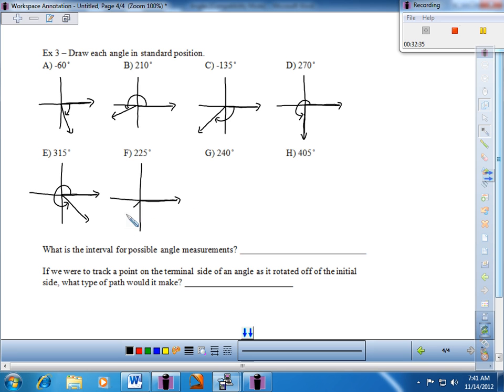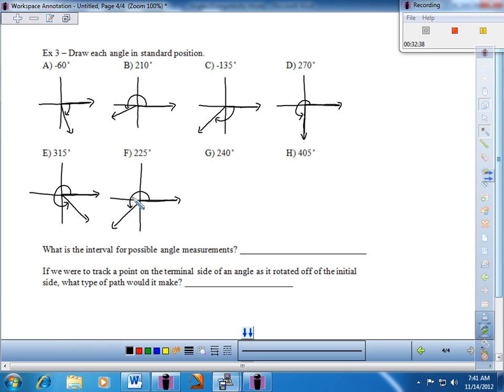And 225 happens to be right there as a terminal side. And by the way, just notice your answers from C and F, they happen to be the exact same position. So you can have the terminal side in the same spot, but two different ways to get there, and hence two different angle measurements as a result.